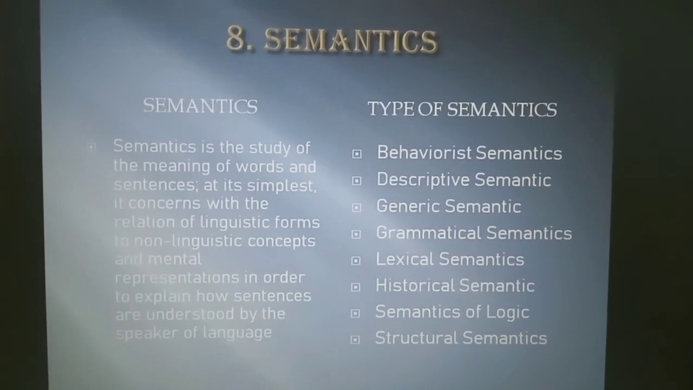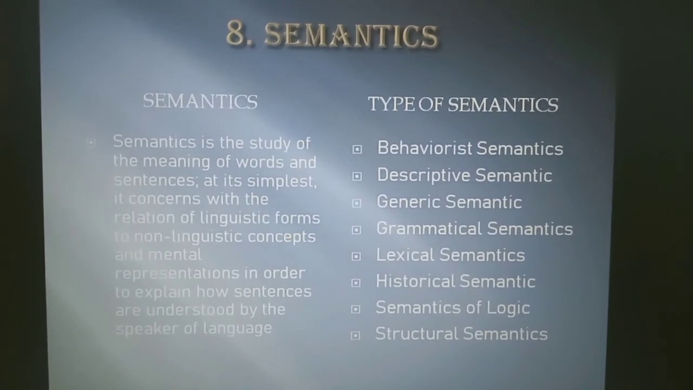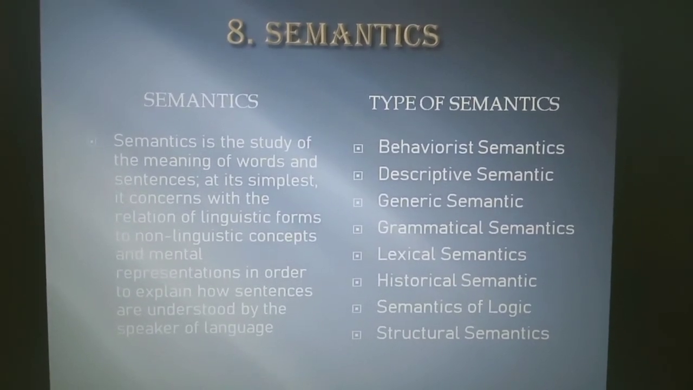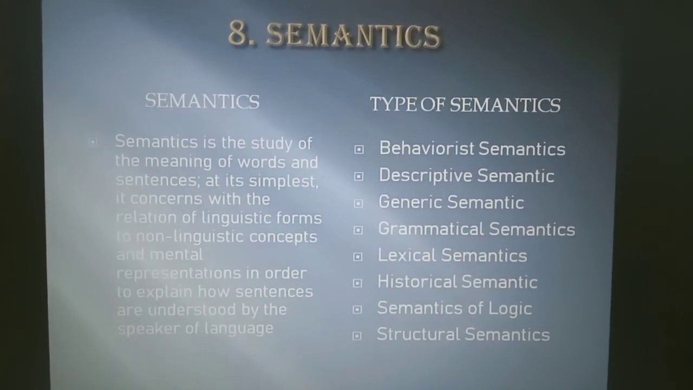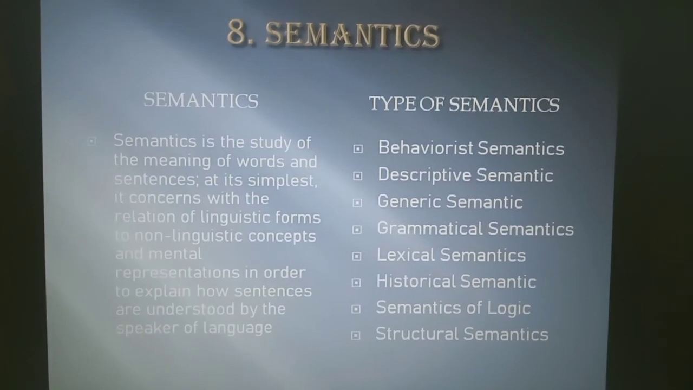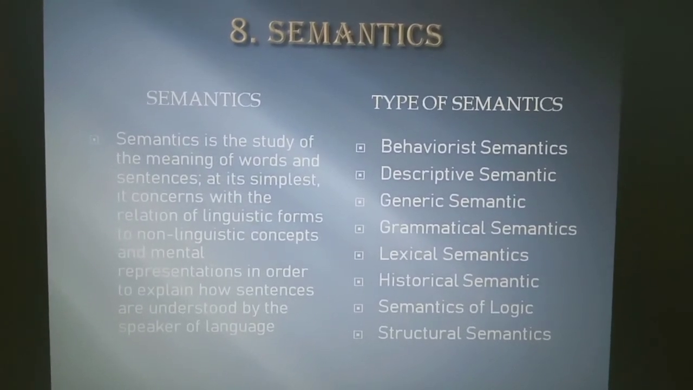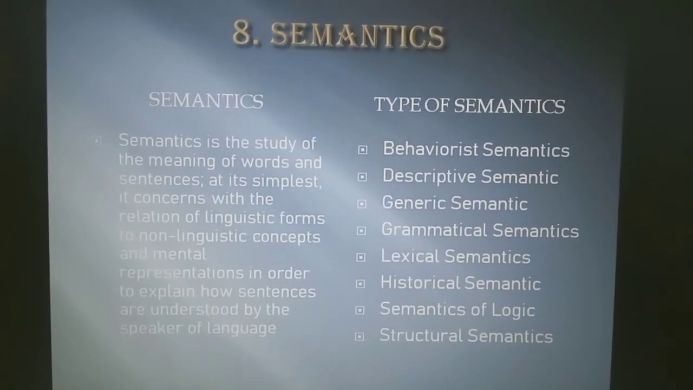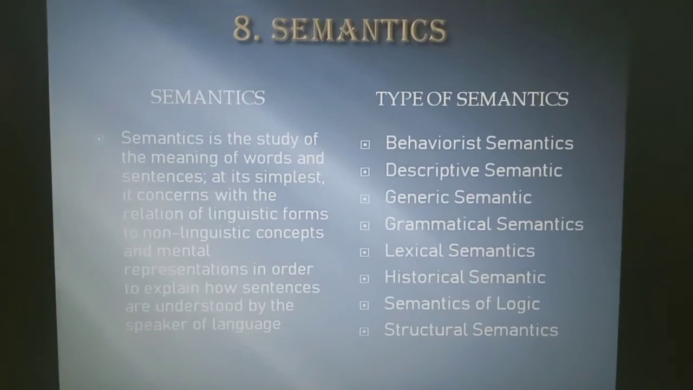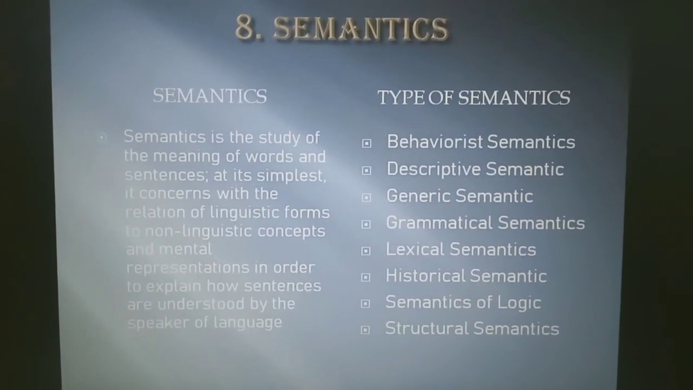And the next is about semantics. Semantics is the study of the meaning of words and sentences. It concerns the relation of linguistic forms to non-linguistic concepts and mental representations in order to explain how sentences are used by the speakers of a language. And those are the types of semantics.